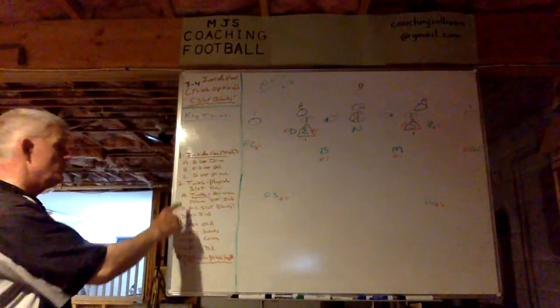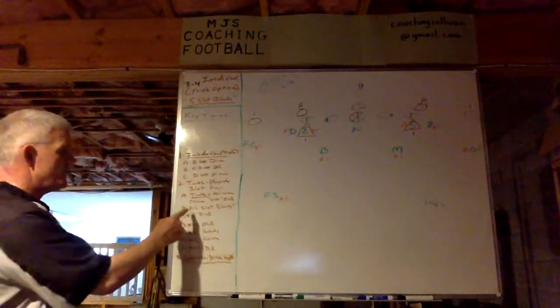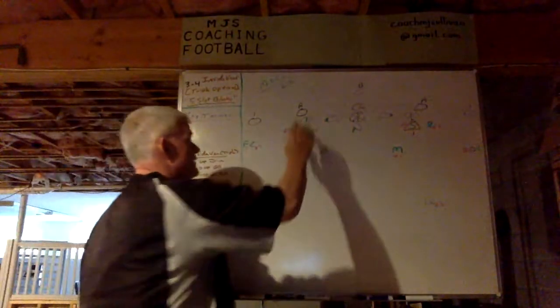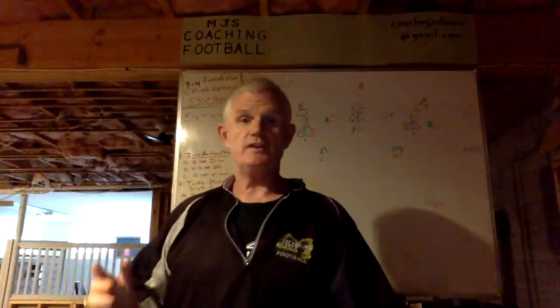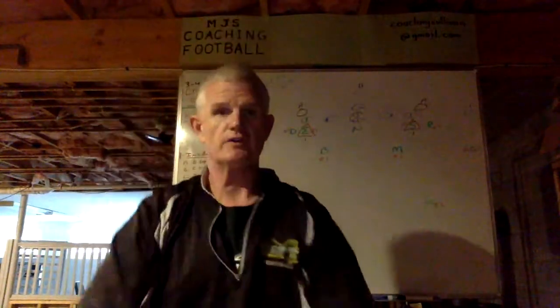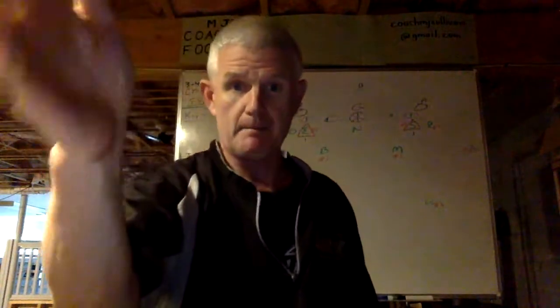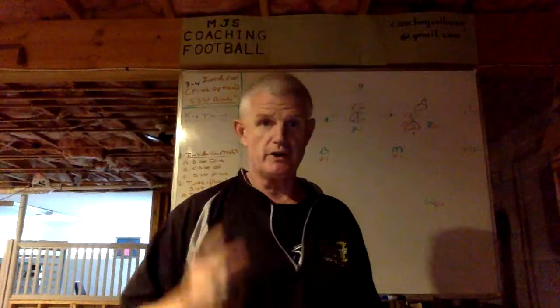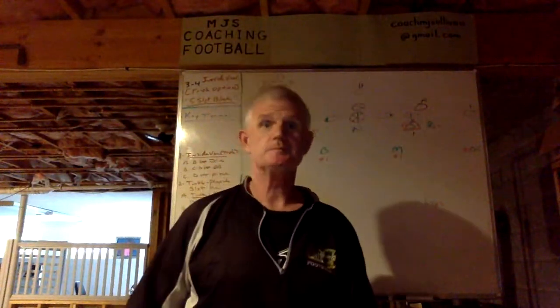From there, we have our play side slot blocks. Again, the tackle either outside or inside releases, and then he works upfield. It's called sift. He sifts up to the linebackers. And if the play side linebacker is already gone, he's looking for backside.